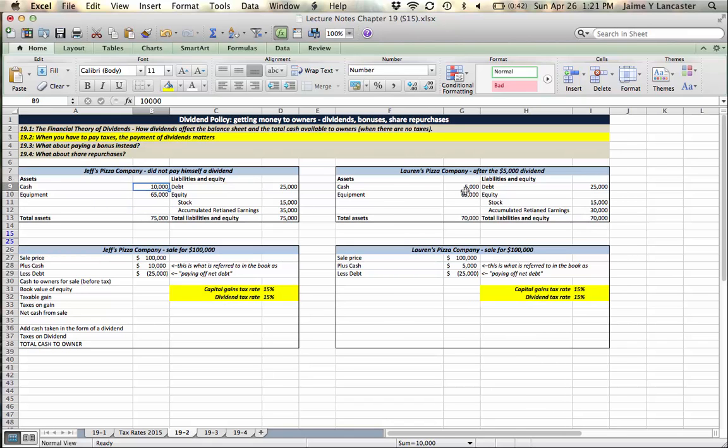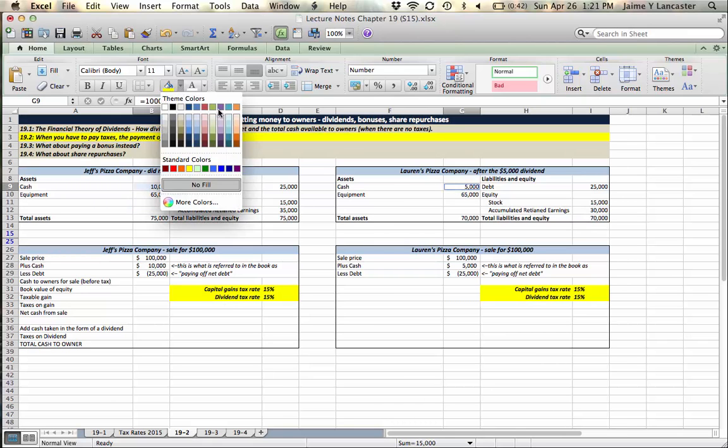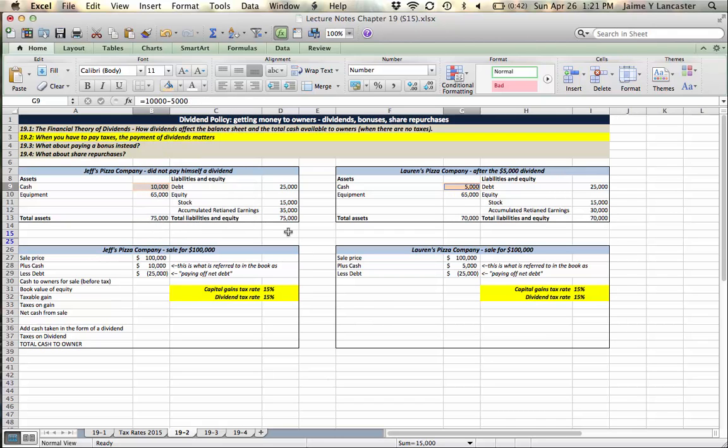But we can see what the dividend did, right? It reduced the cash balance by $5,000, and it reduced the balance of retained earnings for Lauren by $5,000. So the value of assets and total liabilities and equities for Lauren's company is $5,000 less than that of Jeff's company. So she's paid herself $5,000, and now let's see what happens to that $5,000 and the value of the company when there are taxes.